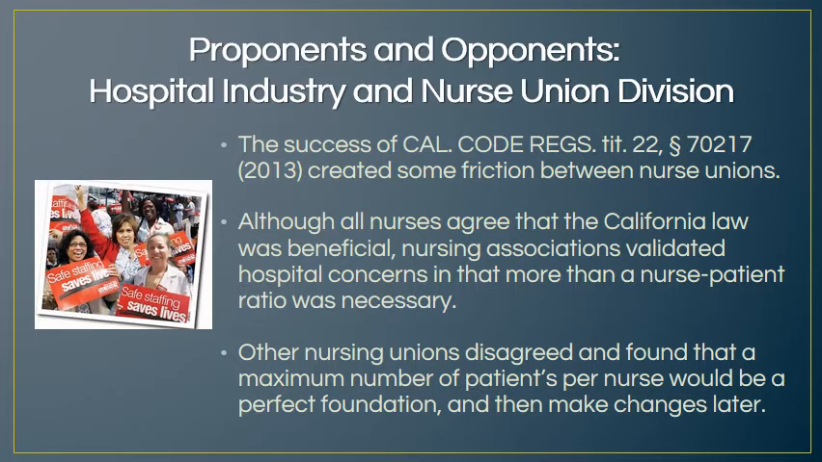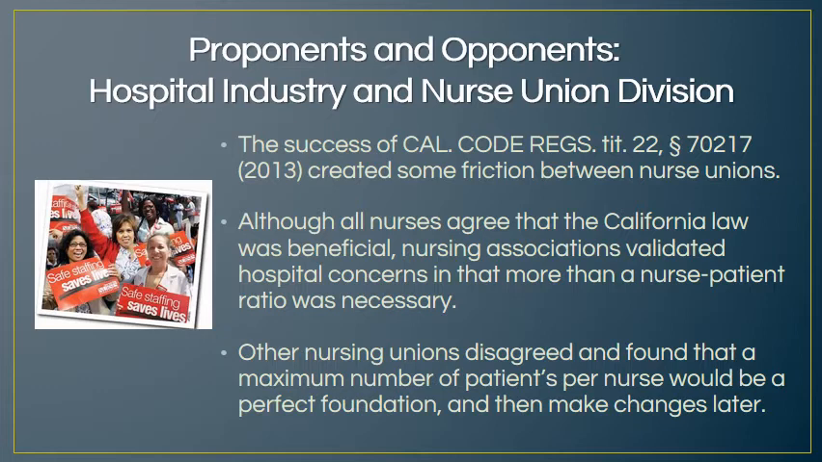Proponents and opponents, hospital industry, and nurse union division. The success of California Code Register Title 22, Section 70217 created some friction between nurse unions relating to updating federal laws. Nurses agree that the California law provides value, but there is discord between nurse organizations concerning a federal mandate.